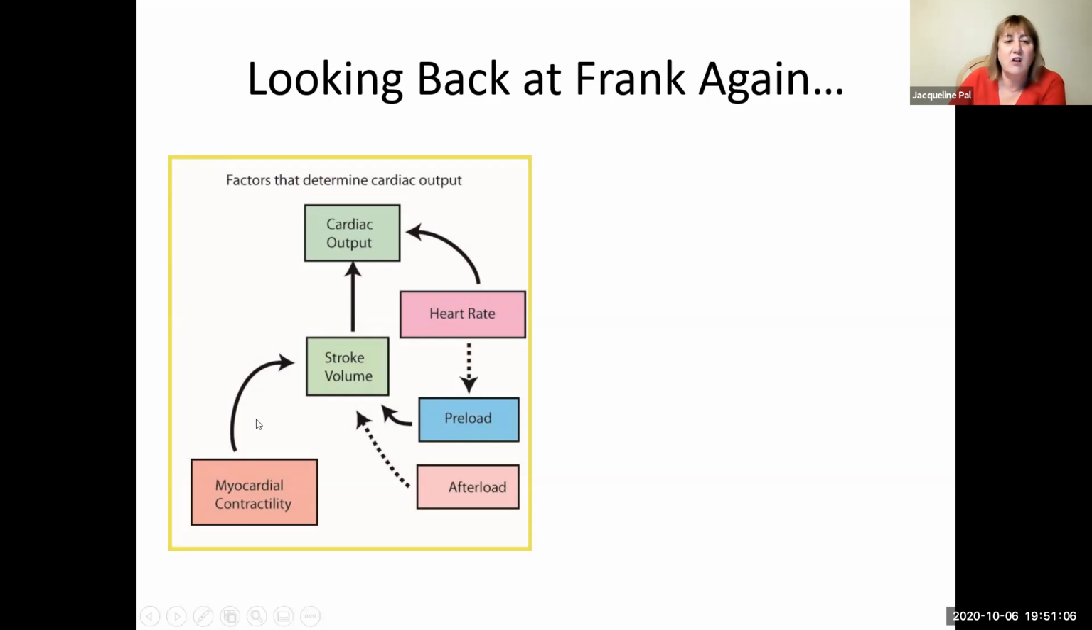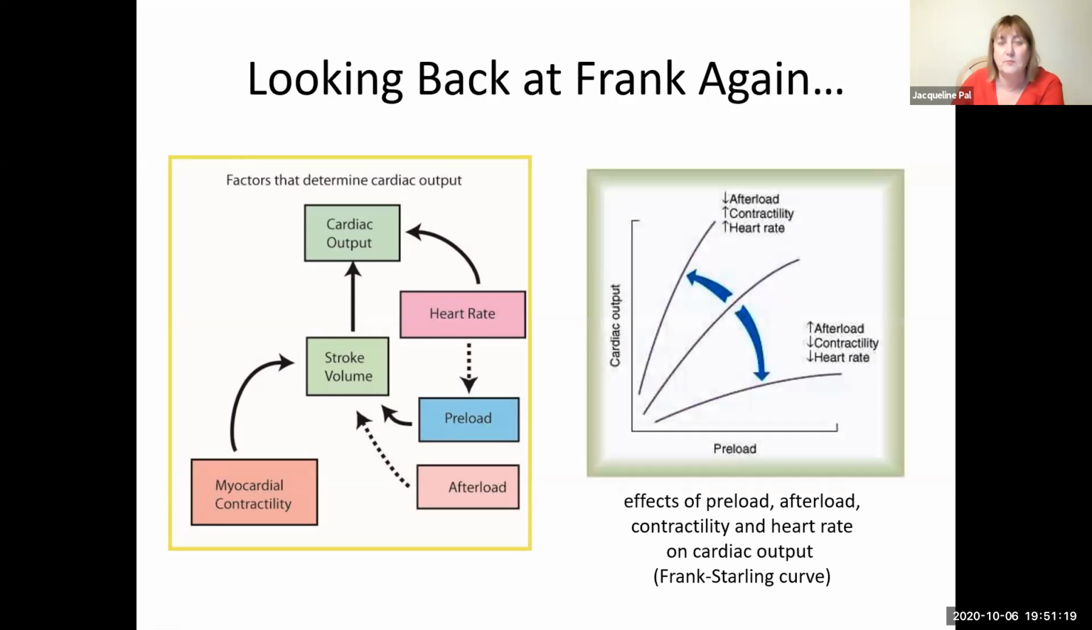In addition, myocardial contractility can affect the stroke volume. If you have an increase or a decrease in inotropic effect, that changes how efficient the ventricle is at creating a stroke volume.